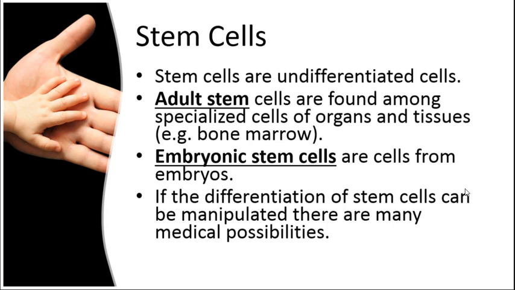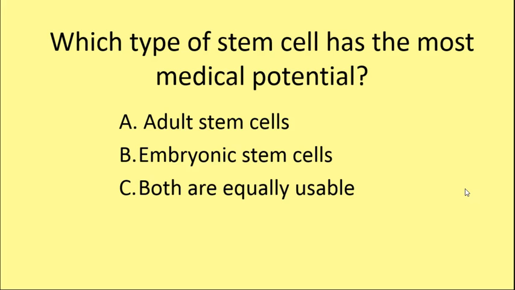Right? Now, the cool thing about stem cells is that we can manipulate them ourselves later. And so there's a lot of medical possibilities for stem cells, including regrowing amputated limbs, reconnecting severed spines, right? Growing eyes that can see for people who are blind. I mean, all kinds of stuff, right? So which type of stem cell has the most medical potential? Adult stem cells, embryonic stem cells, or both are equally usable?